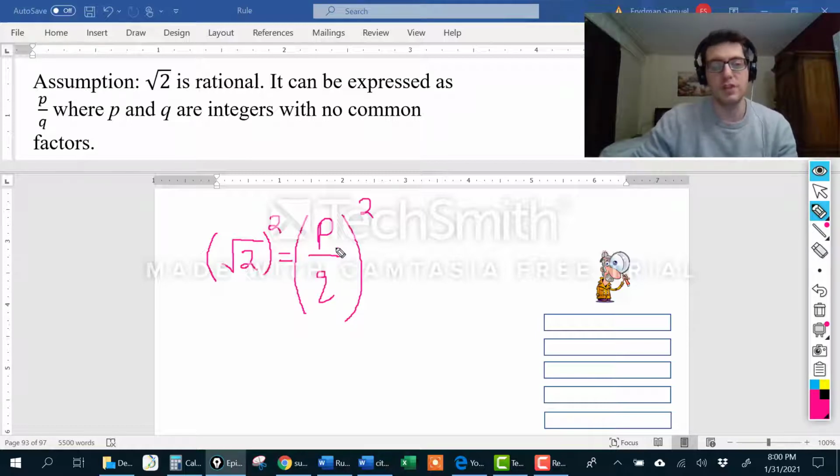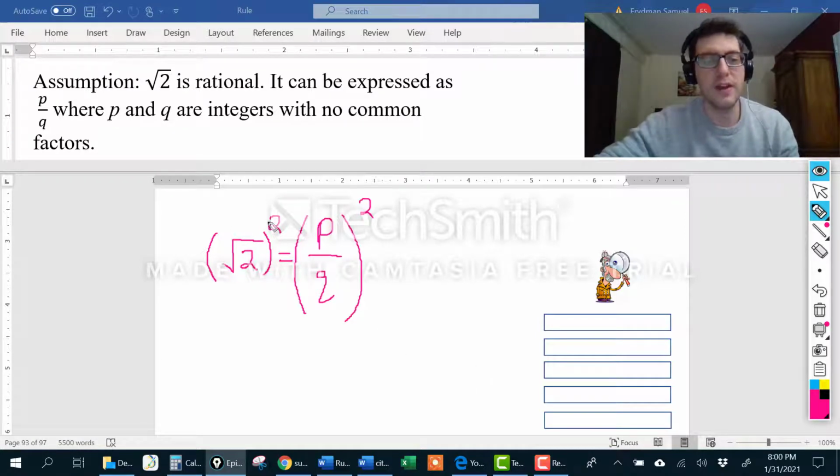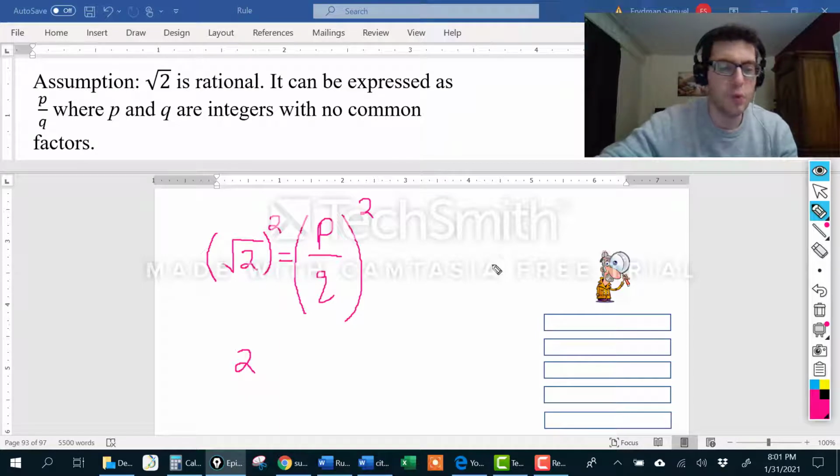In other words, if this was true, we're going to show that it's not eventually, but if this was true, then it must also be true that this squared is equal to this squared. Now, the square root of 2 squared would just be 2. Okay, so for example, if you don't understand why that is, then let's look at another example.